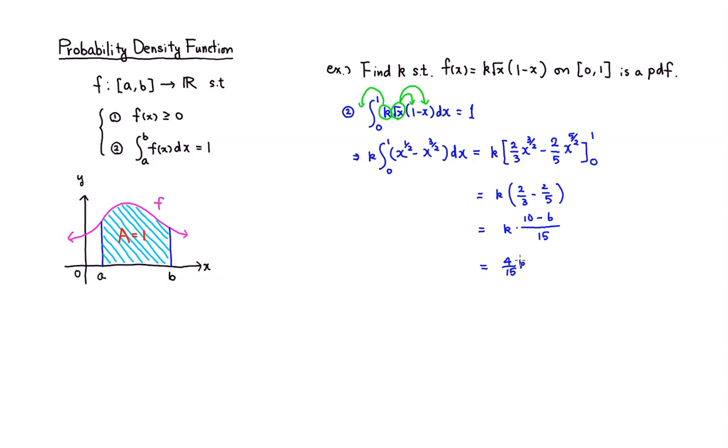So 4/15 times k, but we know that from the second condition, this has to be equal to 1. This tells us that by multiplying by 15/4, we can isolate k. So 15/4 is the value of k. If k is equal to 15/4, the given function f of x is considered to be a probability density function. That's it. I hope that this was clear.